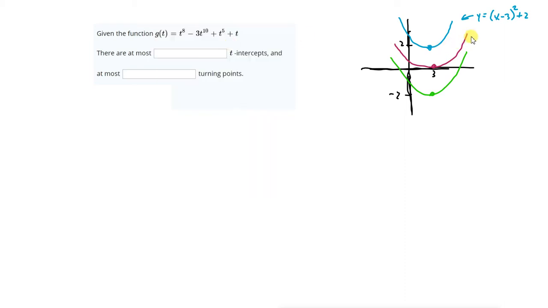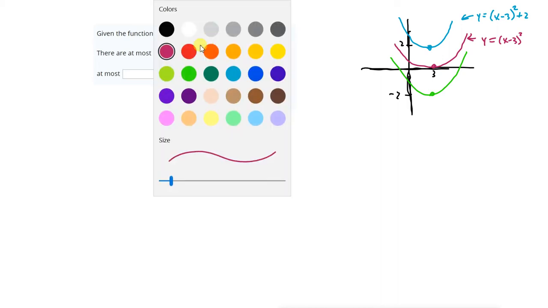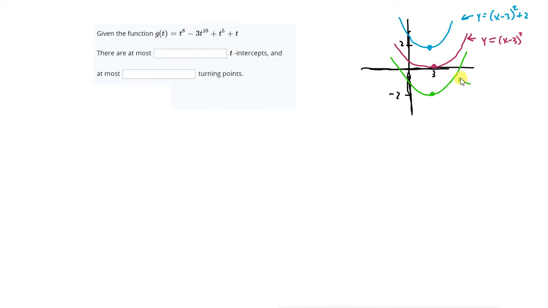How about the red guy? I'm still going to the right by 3, but I'm not adding anything. I'm not going up or down at all. So plus 0, which we don't have to write. How about the green guy? How about y equals x minus 3 squared minus 2, because I'm going down by 2.